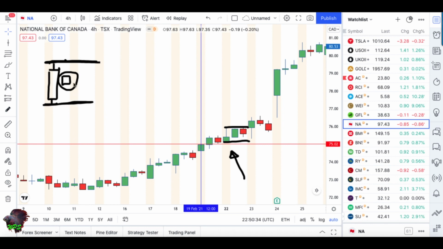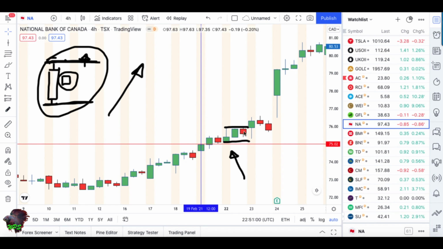Inside bar means one thing: it's an indecision, guys. It is an indecision. The market is thinking where it needs to go. When we get the signal that breaks above this area or this housing candle, we have a clear signal that the market is telling us that it is ready to move on and the buying starts.